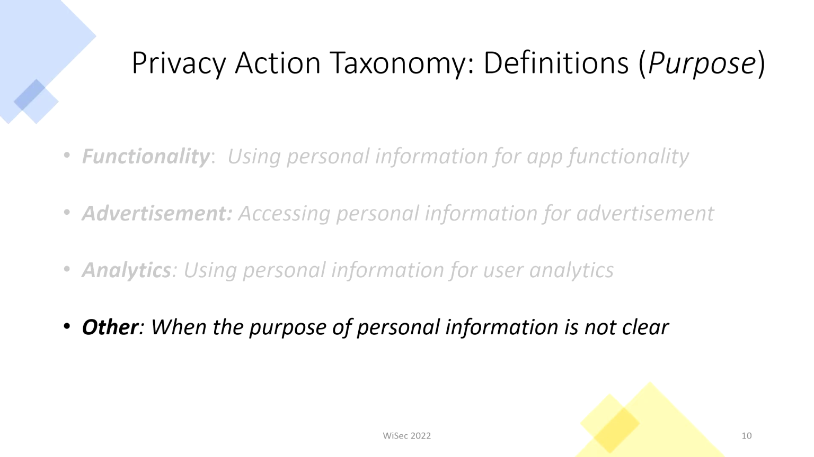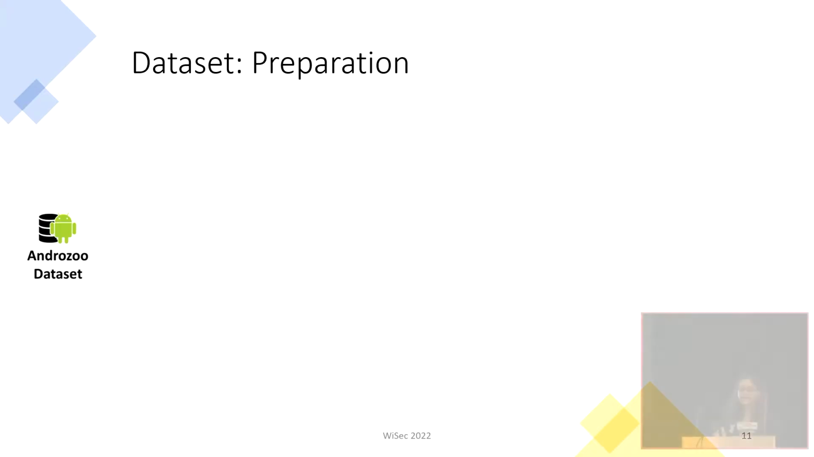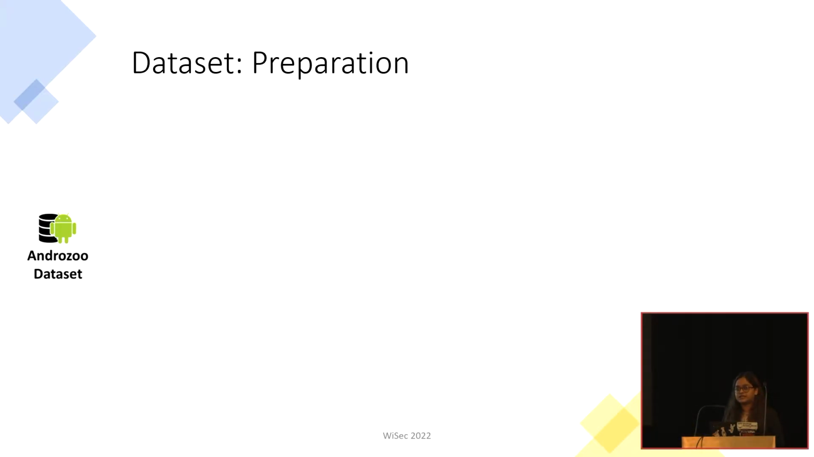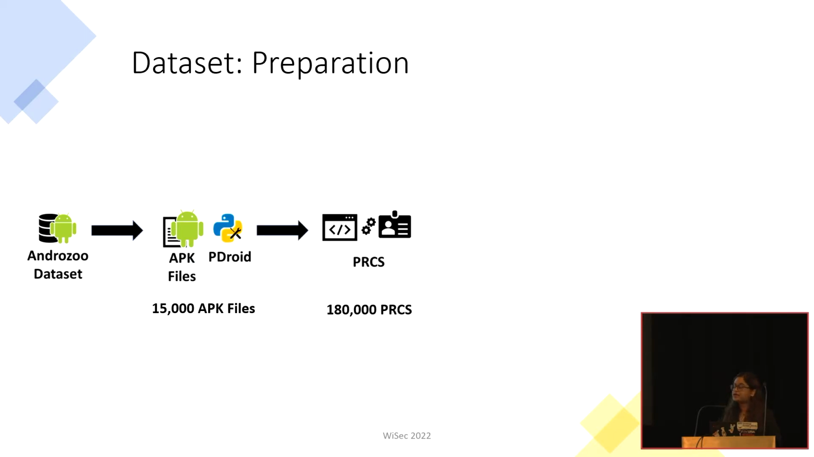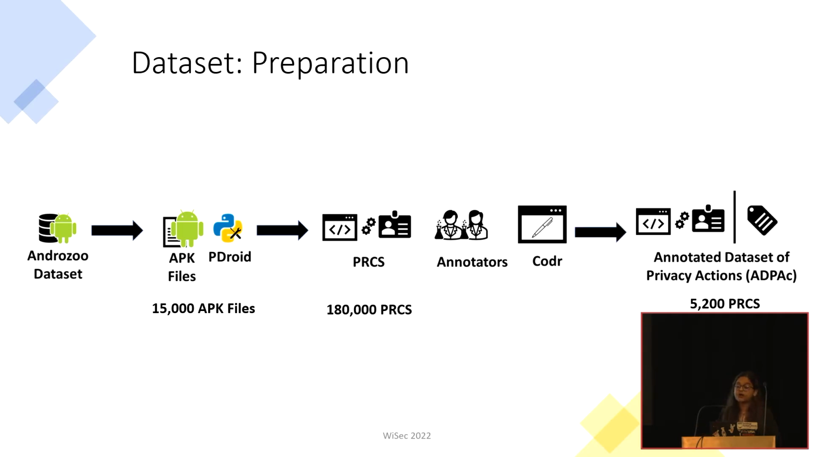The next stage for us was to annotate certain PRCS with these 8 levels. For that, we relied on the AndroZoo dataset. It is a very popular dataset that has more than 3 million Android APK files. We randomly extracted 15,000 APK files, and then using our PAcT, we extracted 180,000 PRCS. The first 2 authors of the paper, using our in-house annotation tool Coder, that I will come to next, annotated 5,200 PRCS with the identified levels for practice and purpose. It is to be noted that each PRCS can have more than 1 level.